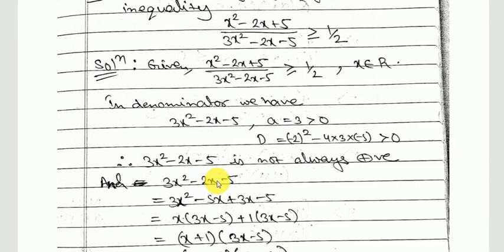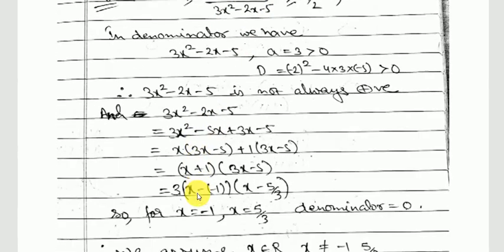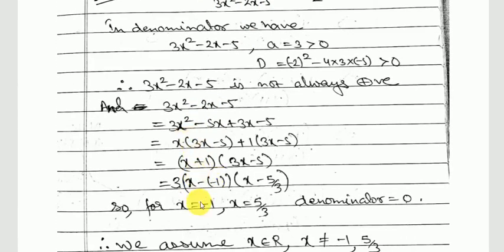So what we'll do, that means it has got roots, and that means we will get two values of x for which your denominator will get 0, yes. So first we'll find the root of this. So we find that when you evaluate this 3x square minus 2x minus 5, you do the factorization. Okay, so you will get x plus 1 into 3x minus 5.